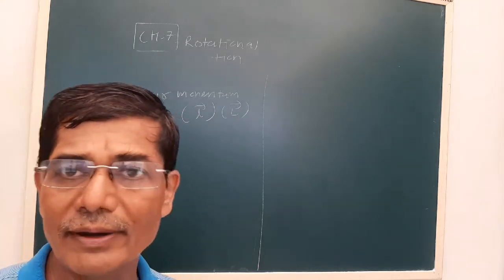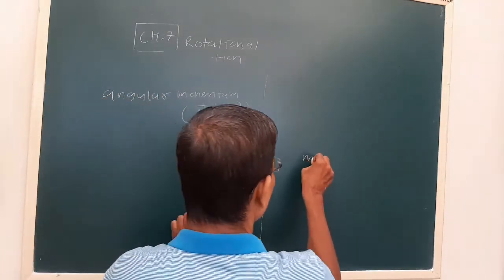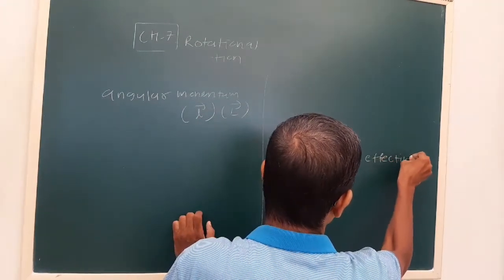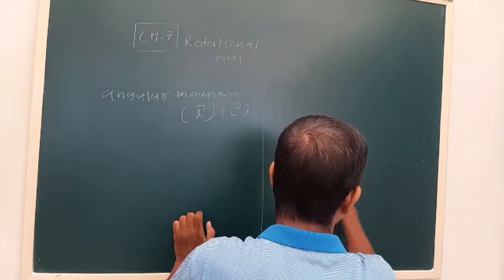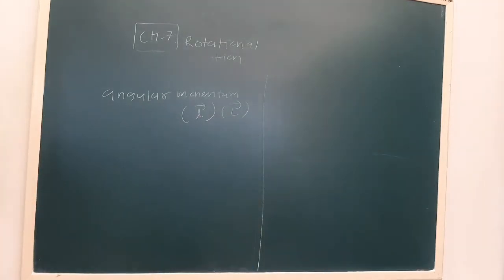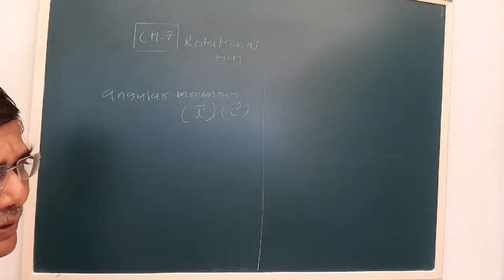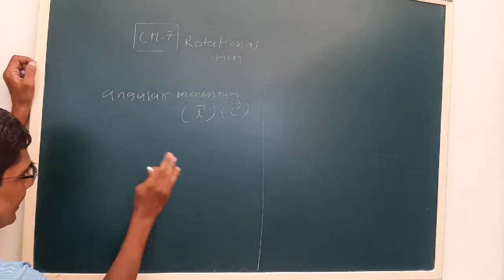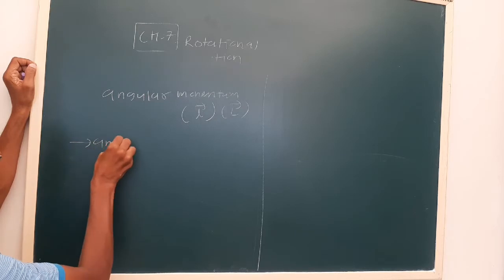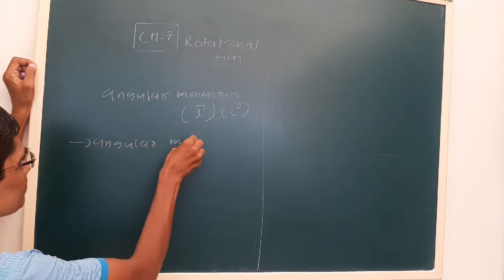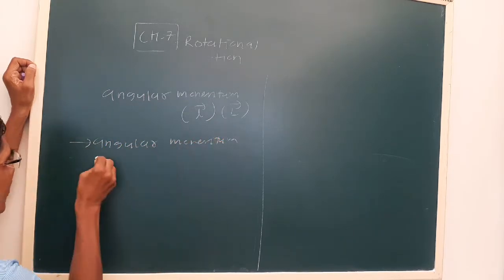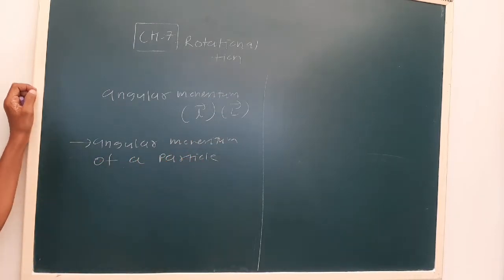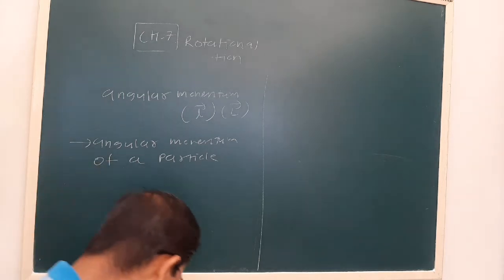Now torque is called moment of the force. See, the word moment is nothing but effectiveness. In many books it is mentioned like this. So torque is the moment of the force about the origin. Similarly, angular momentum is a moment of the linear momentum. Now we start with the angular momentum of a particle.